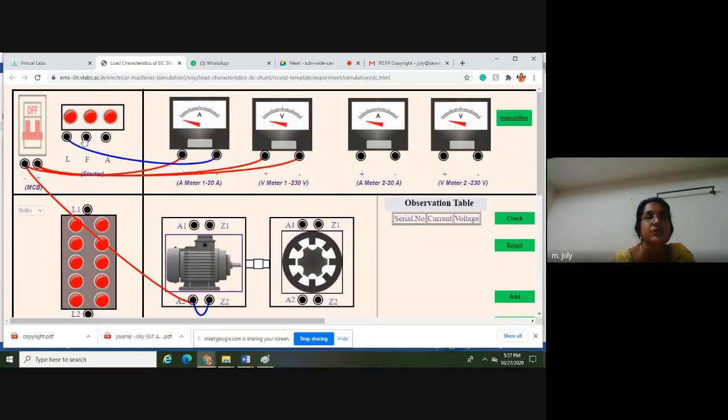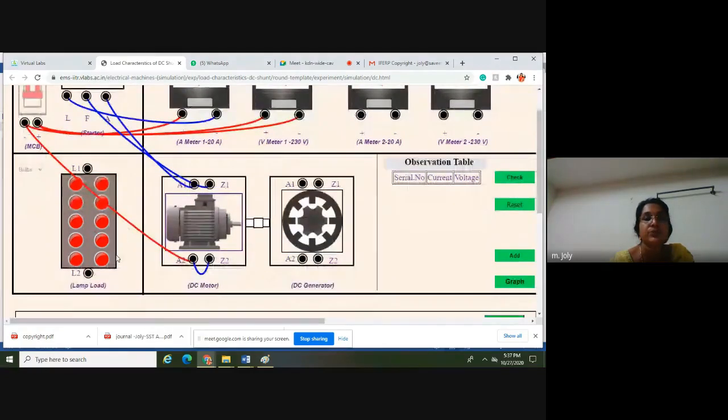So F2 to Z1 of motor. Then A to A1, you have to connect. Then L2 to A2. So L2 to A2 of generator. You have to see it carefully: L2 to A2 of generator only, not to motor.